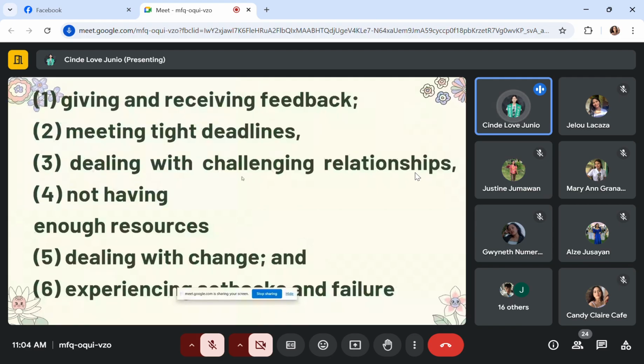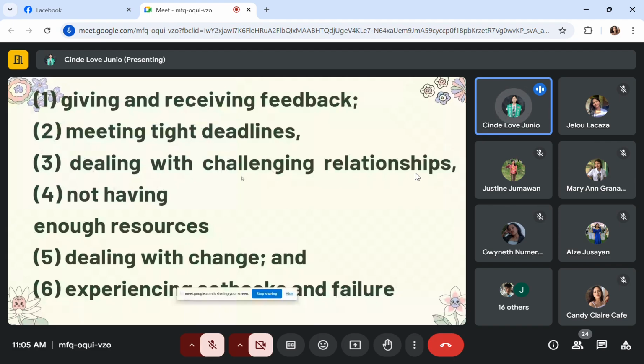And fourth is not having enough resources. So finding ways to work with limited things. For example, in art class, you are limited with colors, and instead you can use your pens. And dealing with change. So adjusting to new situations.